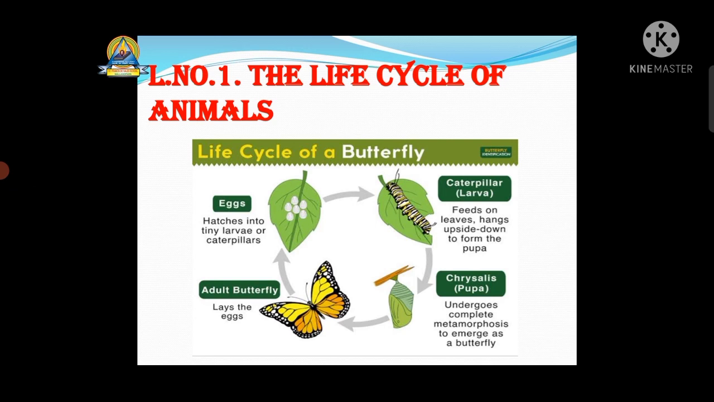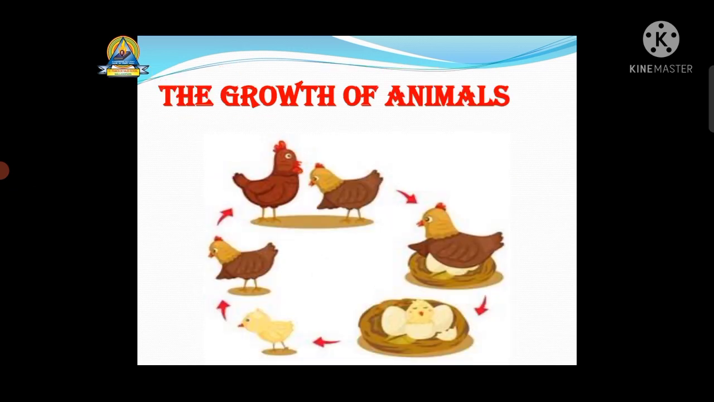Can you tell? A hen lays eggs. Chicks come out of the eggs. Do kittens come out of the eggs? No. The cat gives birth to the kittens. Okay. So now we are going to study the first point, that is the growth of animals.